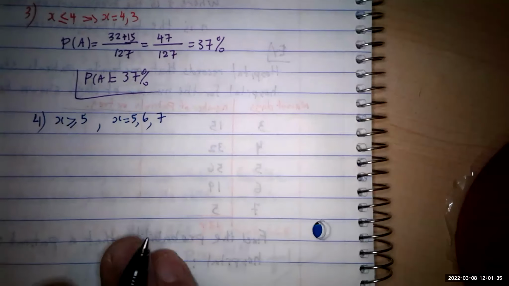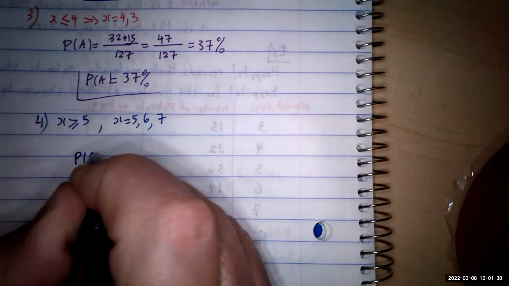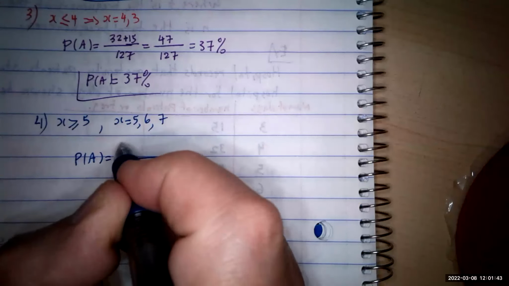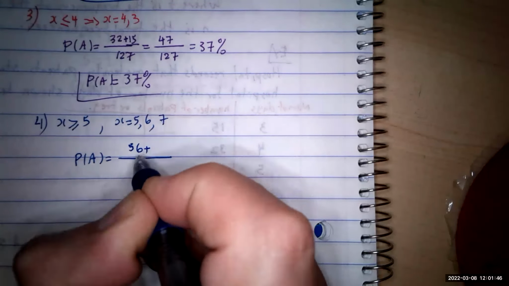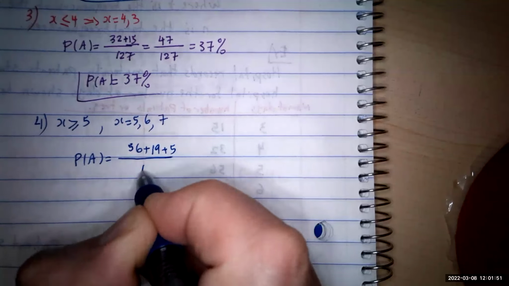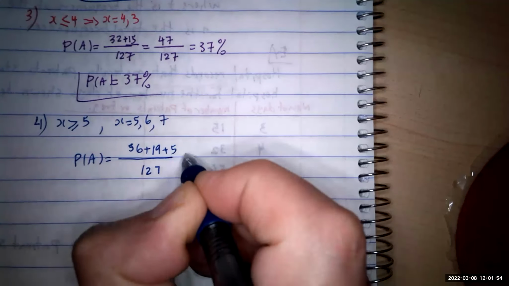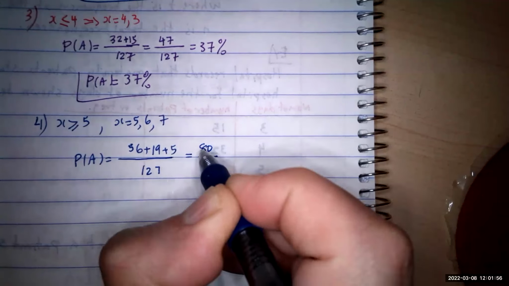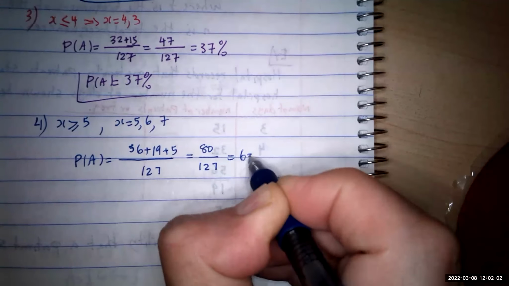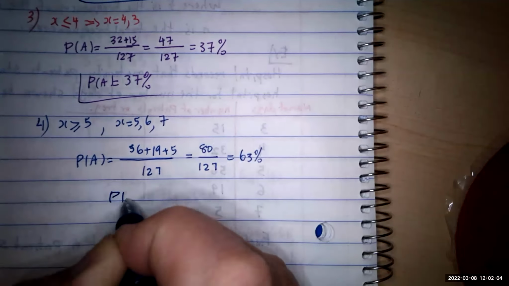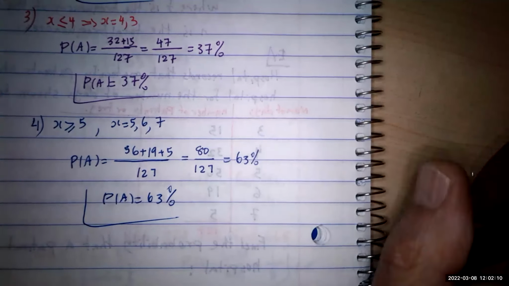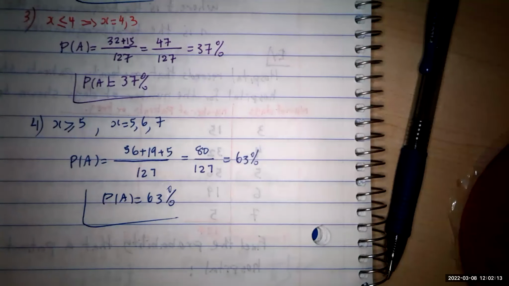So the probability of A is equal to, at the top for the 5 days, we have 56 patients. For the 6 days, we have 19 and 5, divided by the total, which is 127. So the result is 80 over 127. And this would be 63%. So there is a 63% chance that the patient would stay in hospital for at least 5 days.